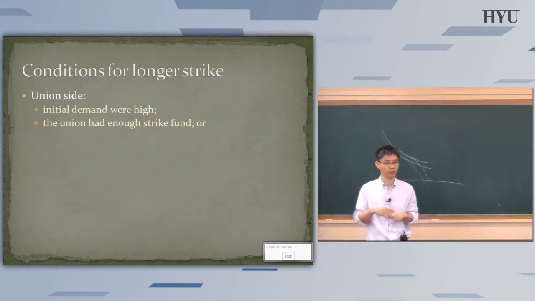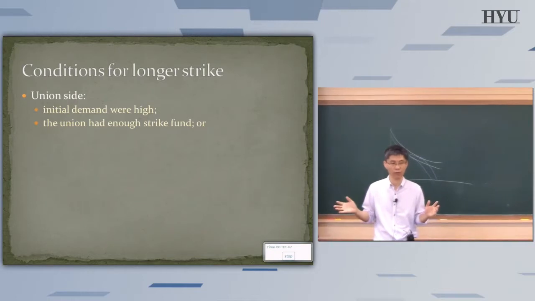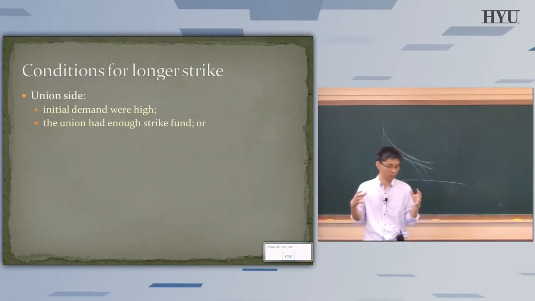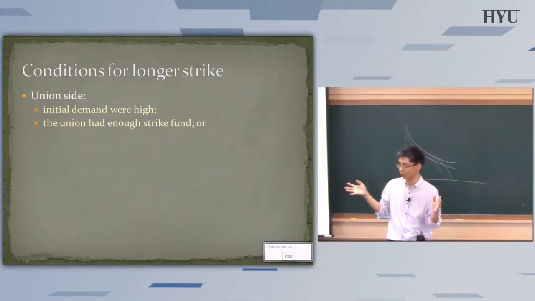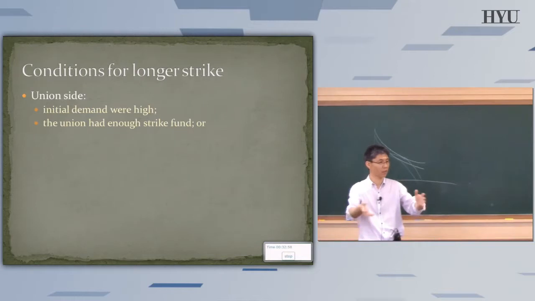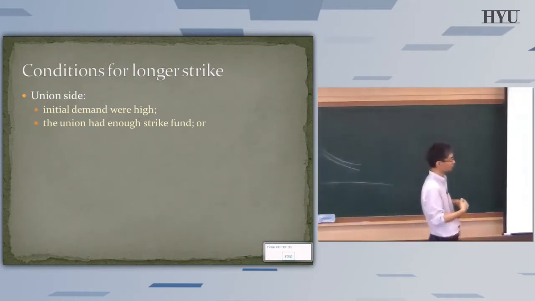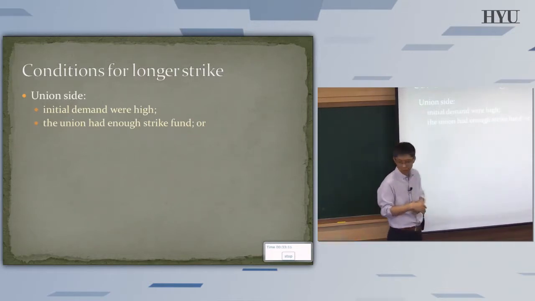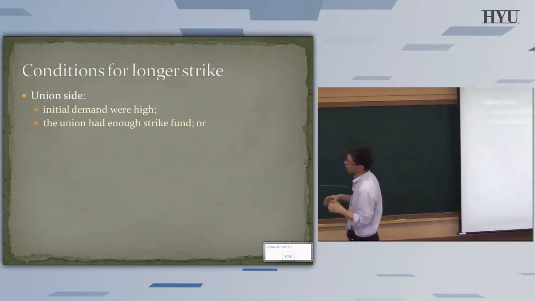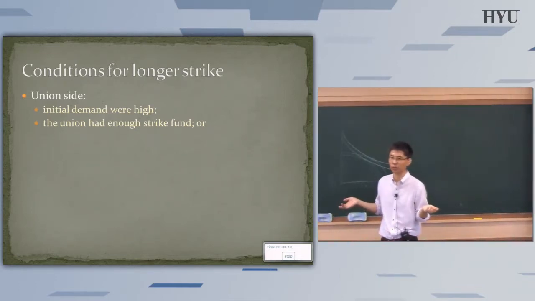Sometimes, if the union is big, the union itself has its own strike fund. But quite often, if the union is small, there is a federation of unions, the bigger unions, that have their own strike fund and subsidize these union members going on strike. So you can actually read about it in newspapers. It's not that much money in general, but it is important. So if the union has enough strike fund, obviously it means they can go on a longer strike.